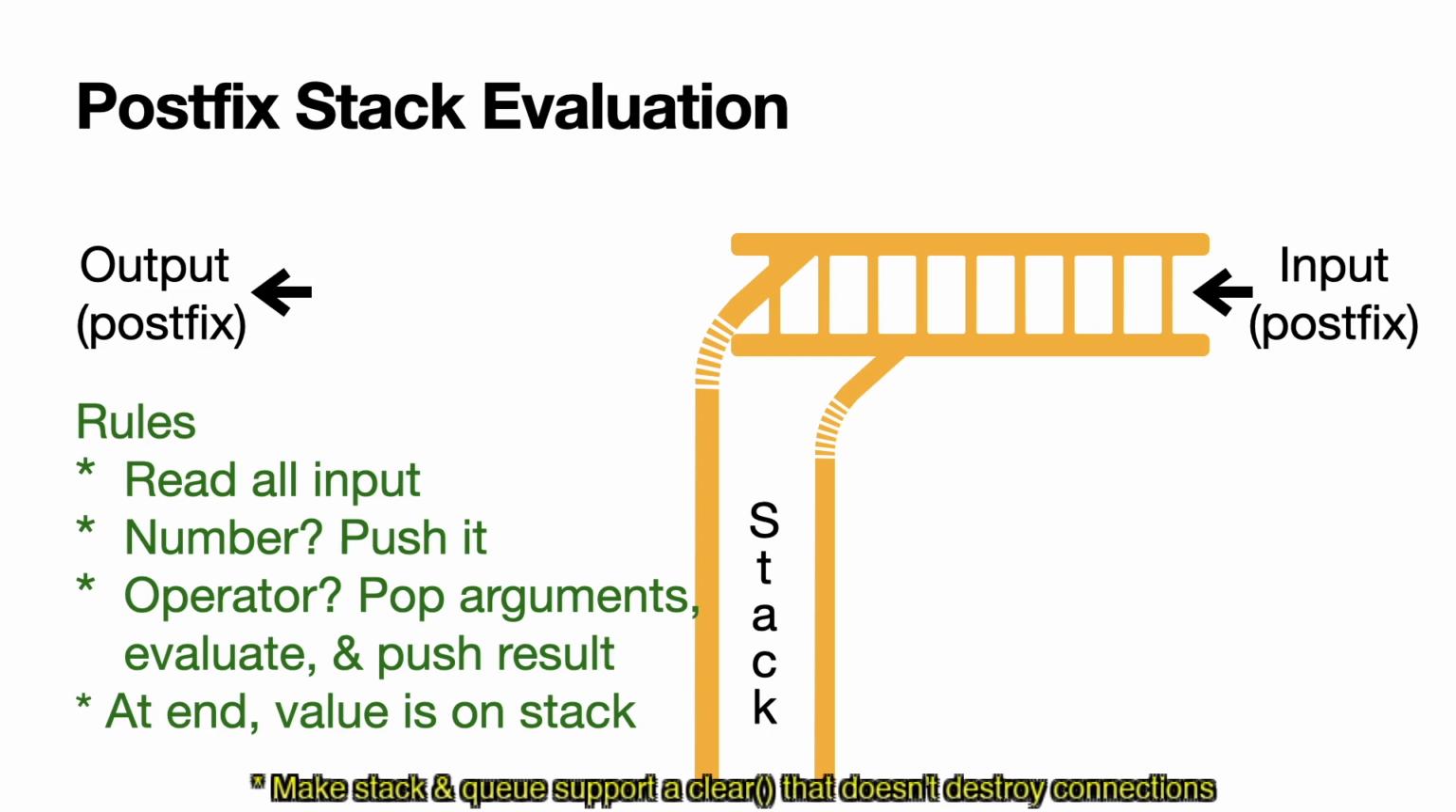So if we have 3, 4, plus, the 3 goes on the stack, the 4 goes on the stack, plus comes in and says, I'll take those two numbers, evaluates them, gets a 7, pushes that on the stack, and that's the end. And the only thing on the stack is our value 7. So not a terribly hard algorithm. You can imagine writing this in C or even assembly language maybe. But let's go to the IDE.